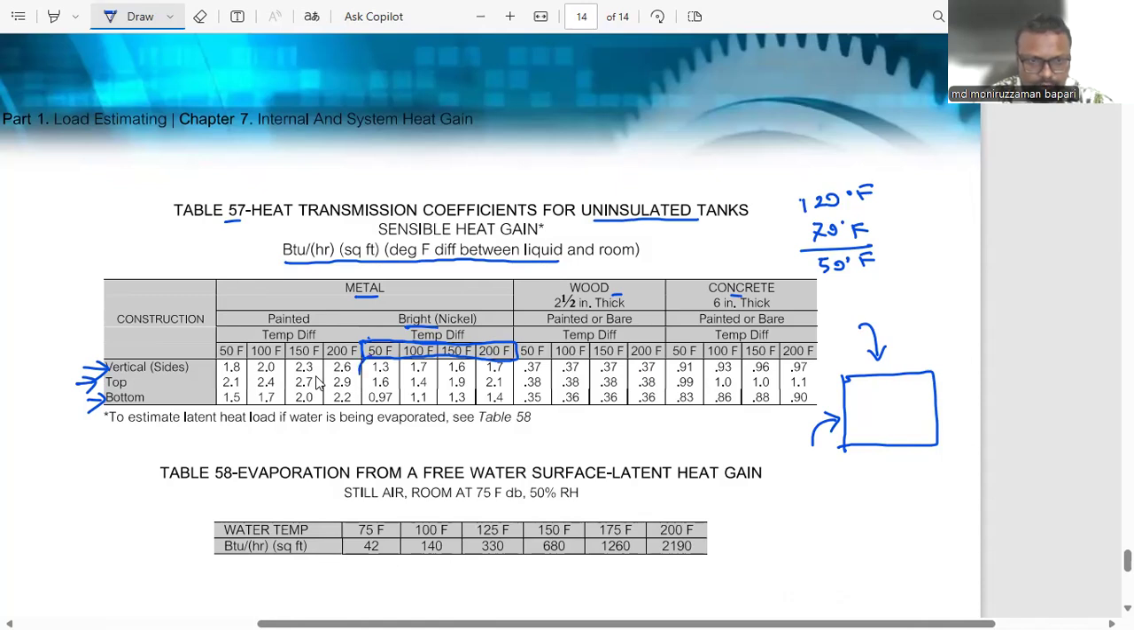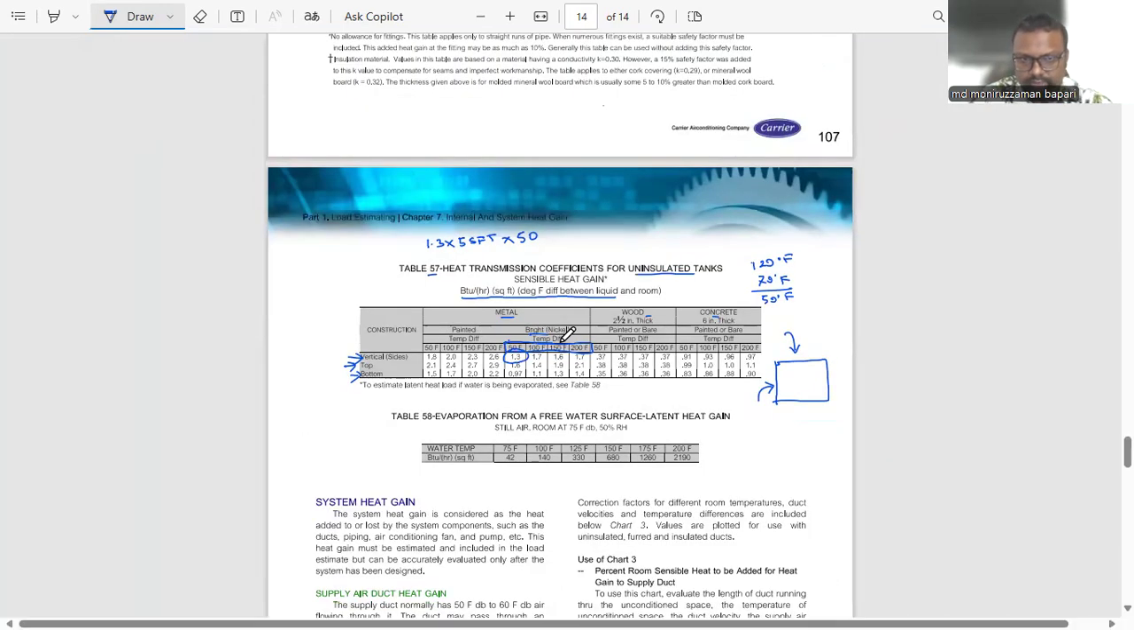In that case, it's 1.3. The unit is BTU per hour per square feet per degree Fahrenheit of temperature difference. So for now we know it's 1.3. Then BTU per hour per square feet. What is the size? I think it is 5 square feet. Multiply with the temperature difference, which is 50. Then you can get the whole idea about the heat incurred due to the hot surface.